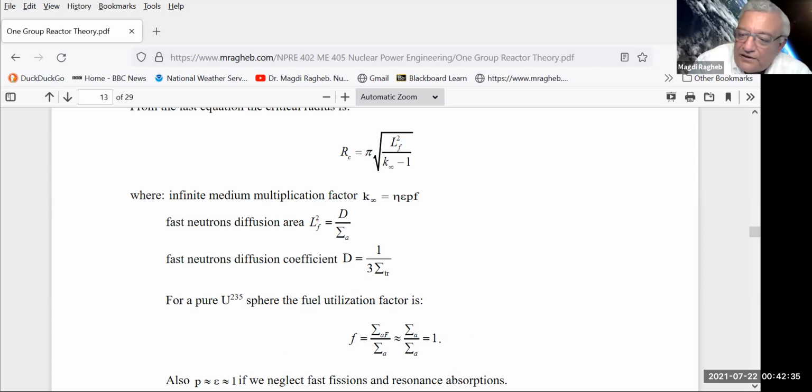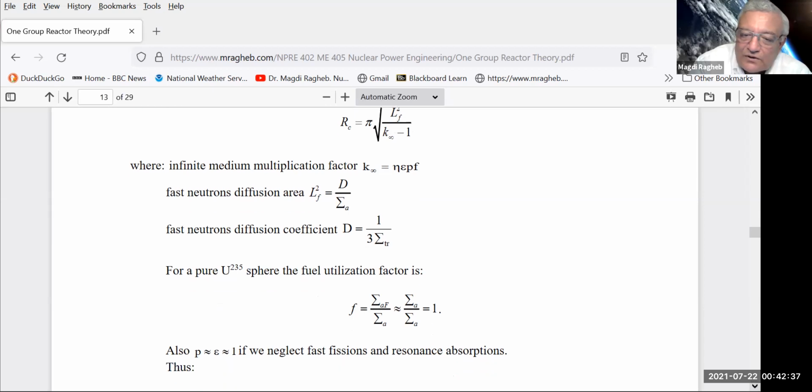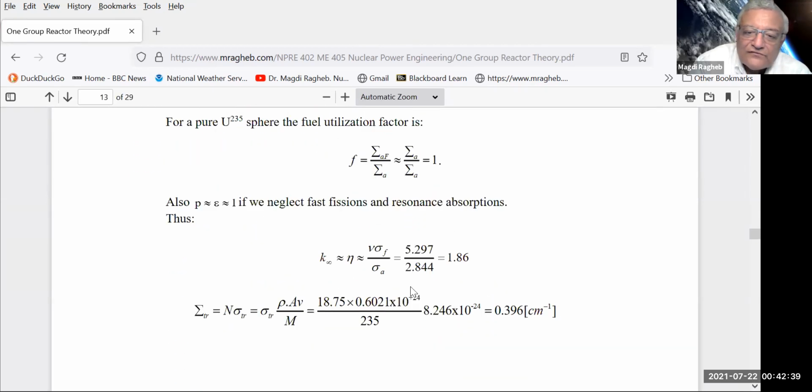If you further take P as equal to 1 and the epsilon is equal to 1, then we know what is the value of k infinity. k infinity now becomes the regeneration factor multiplied by epsilon, P and F, which are all 1s. So it should be equal to nu sigma F, which is given to us in the problem as 5.297 neutrons barn, divided into the absorption cross-section 2.8, and we get an infinite multiplication factor of 1.86. That is if I have an infinite medium. But we are dealing with a finite medium.